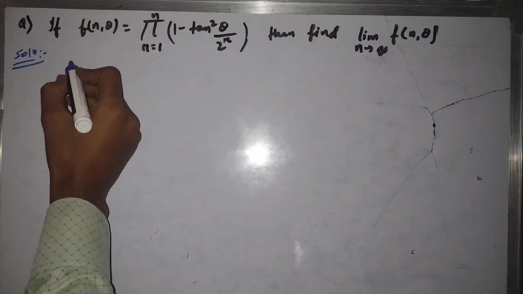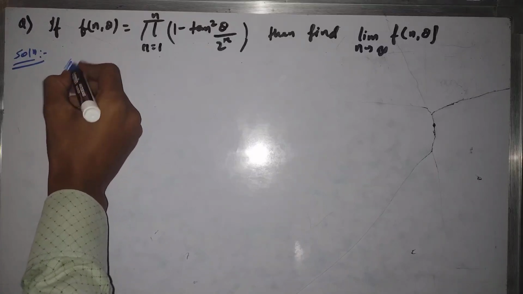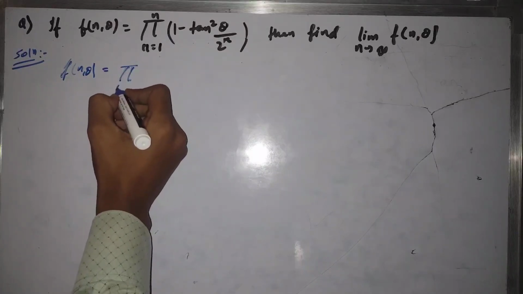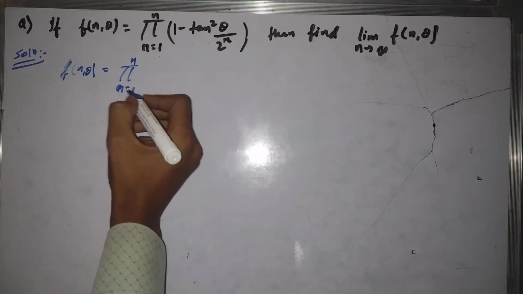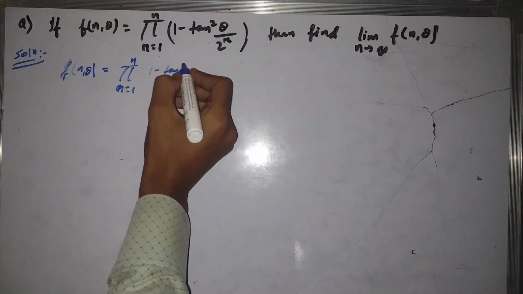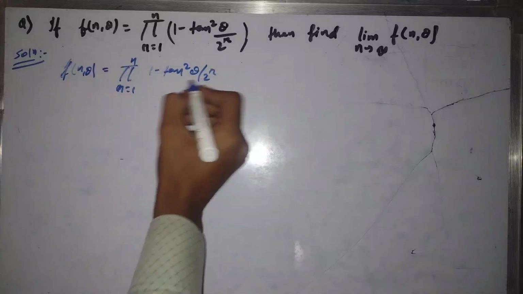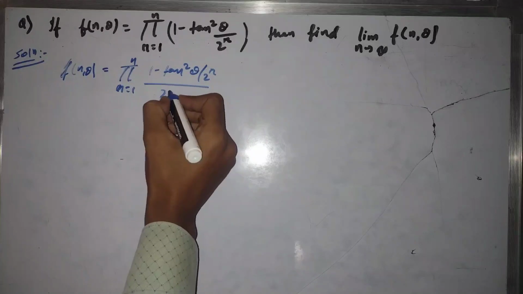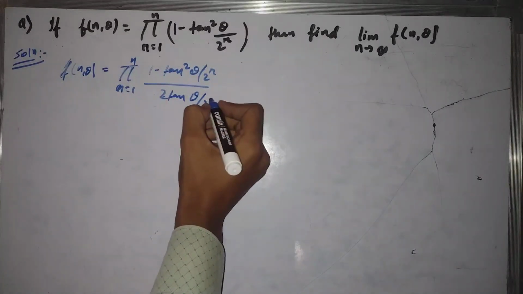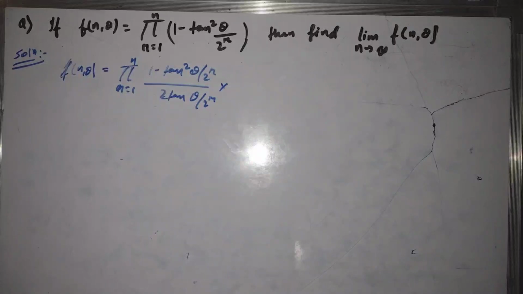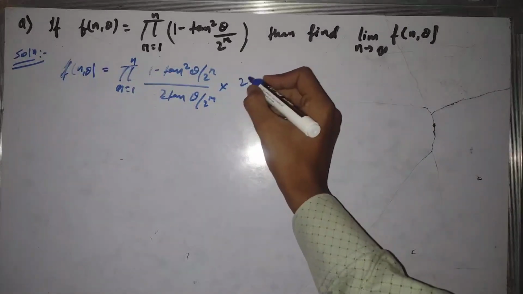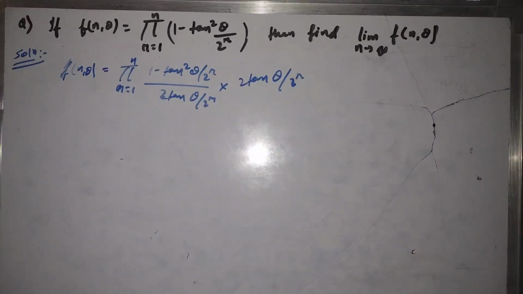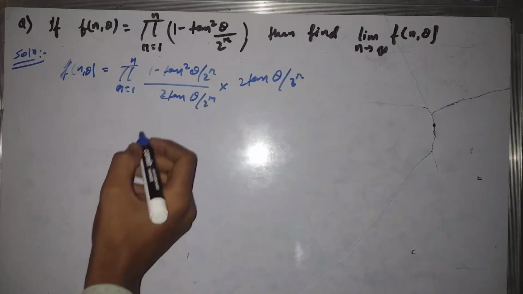So f of n theta equals the continuous product, r equals 1 to n, of 1 minus tan square theta upon 2 to the power r. What I'm going to do is multiply and divide by 2 tan theta upon 2 to the power r, and because I've divided by this, I will multiply it also. So this is 2 tan theta upon 2 to the power r. I just did this manipulation to get the form of tan 2 theta.